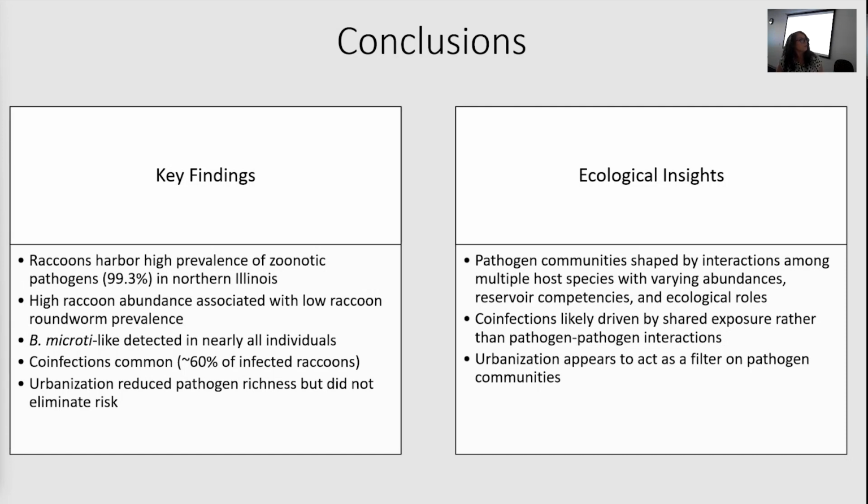So all of my results point to pathogens really being shaped by interactions among multiple host species with varying abundances, reservoir competencies, and ecological roles. And then co-infections in these reservoir hosts are likely driven by shared exposure rather than pathogen interactions.